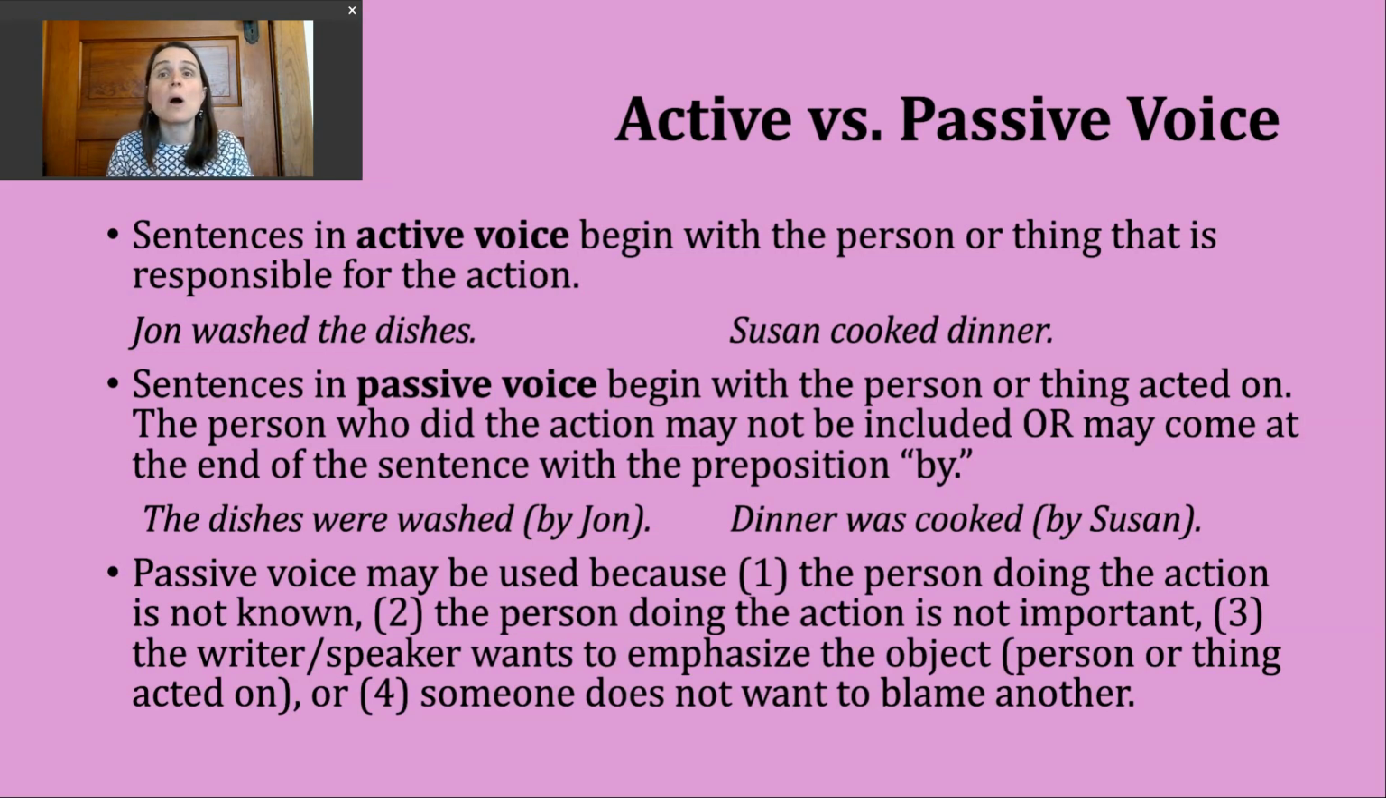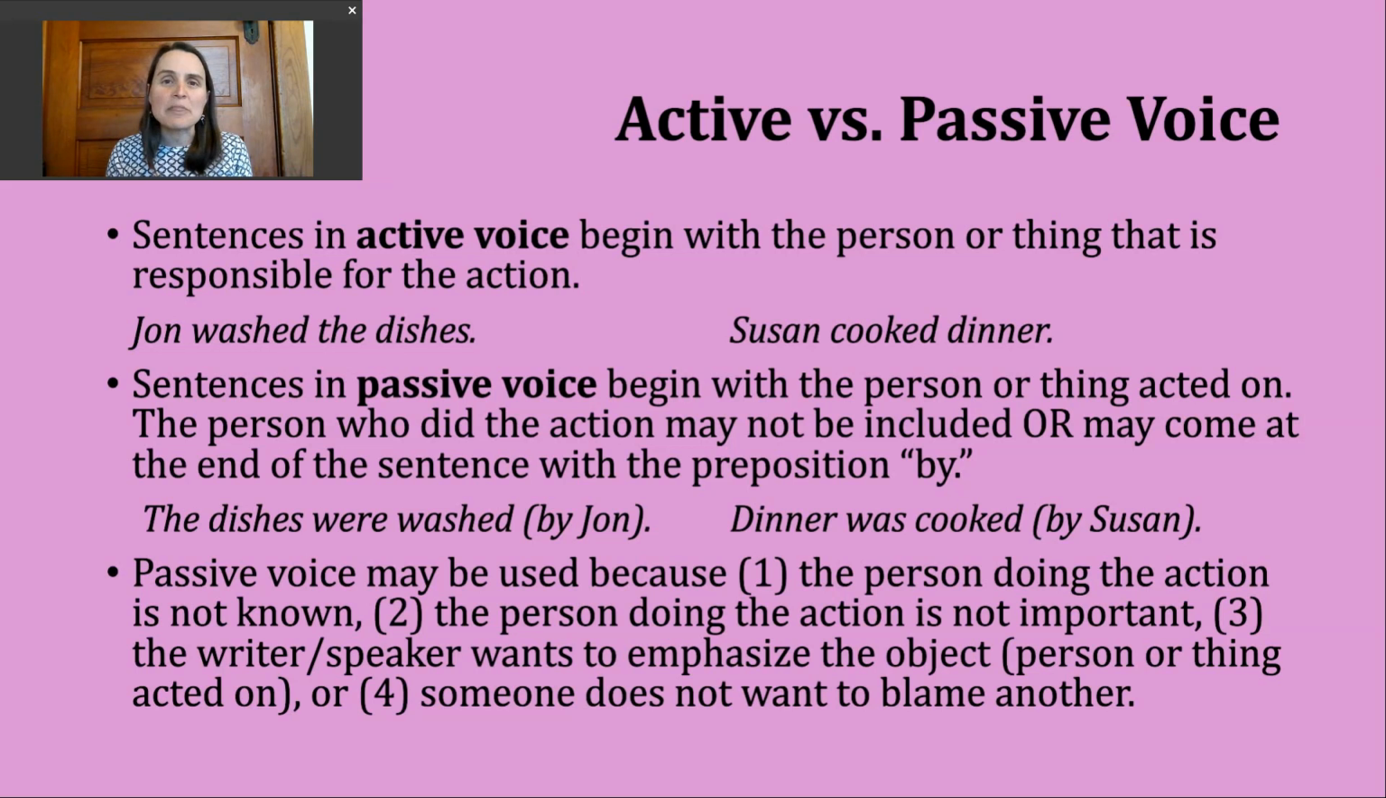Dinner is what was acted on or what received the action. So I'm going to begin my passive voice sentence with dinner was cooked. Okay? And again, I could also say dinner was cooked by Susan. Those are some examples of passive voice, and we're going to be making more passive voice sentences with our verb of the day in just a moment.